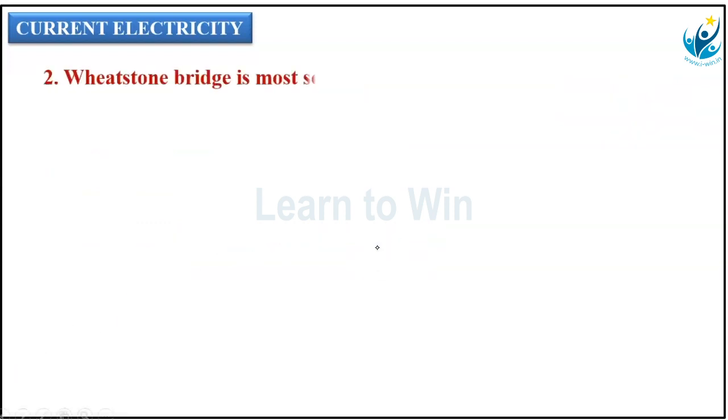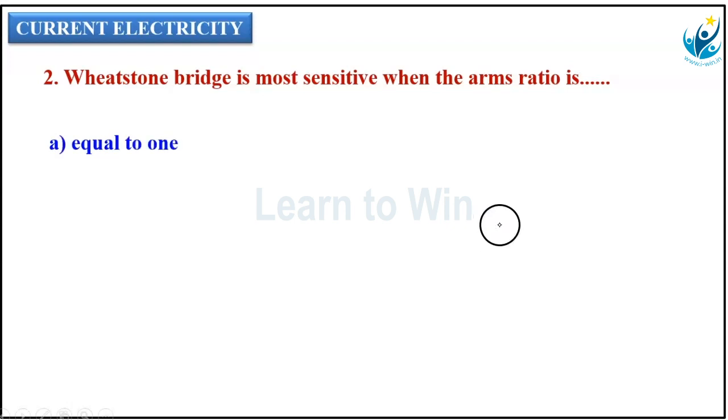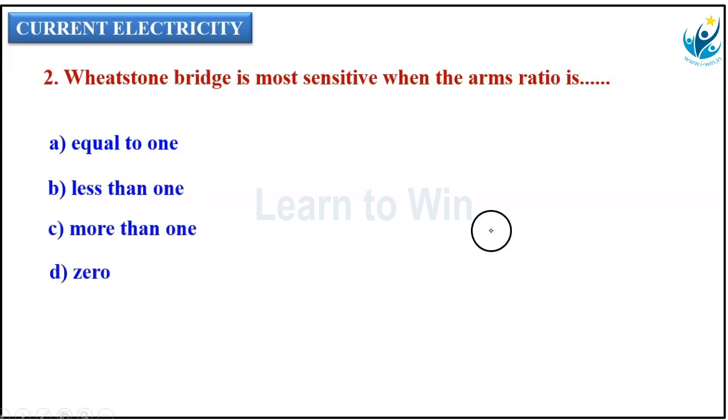Second question. Wheatstone's bridge is most sensitive when the arms ratio is: equal to 1, less than 1, more than 1, 0. If the arms ratio value is equal to 1, means whatever the 4 resistors we used, R1, R2, R3, R4, all the 4 resistors are identical, then only R1 by R2 is equal to R3 by R4. So the arms ratio must be equal to 1.